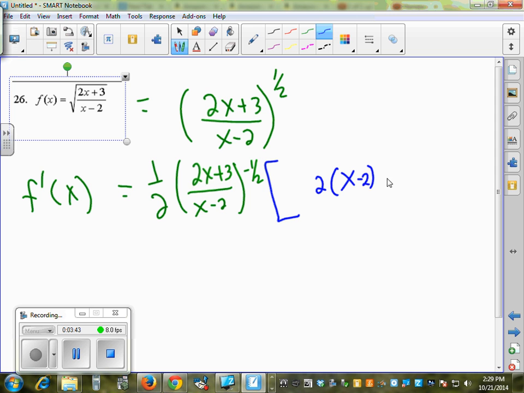I feel a song. Low, D, high, minus high, D, low. Square the bottom and away we go.